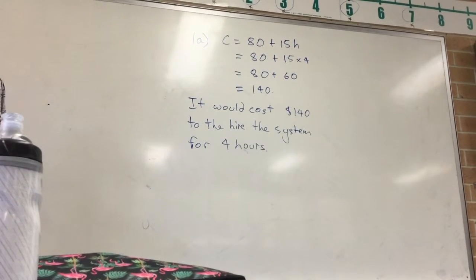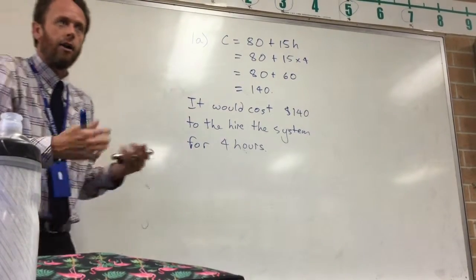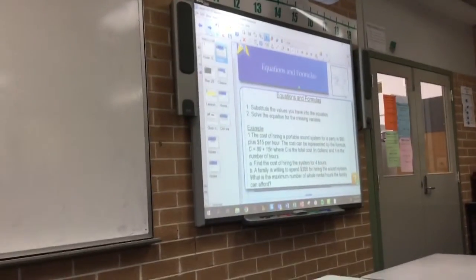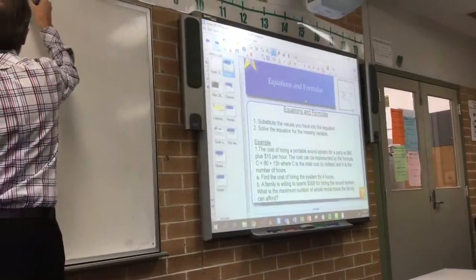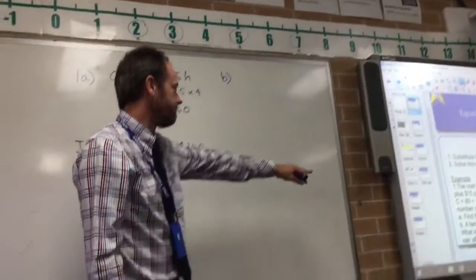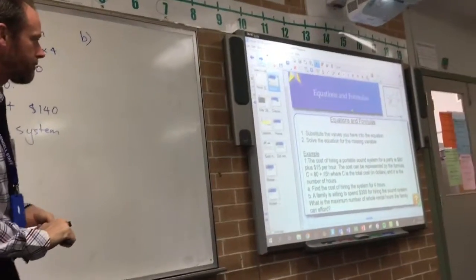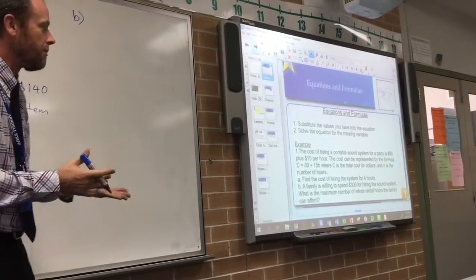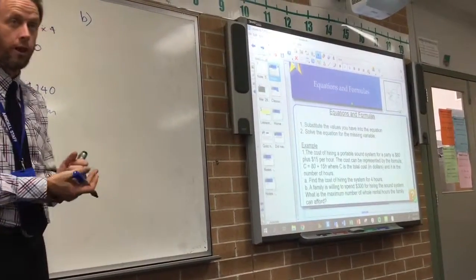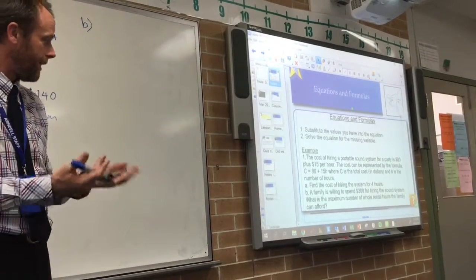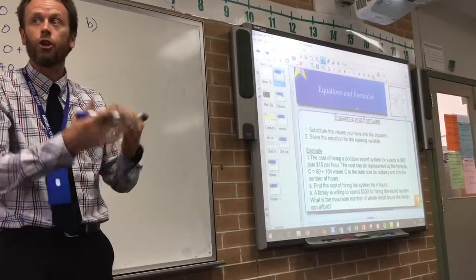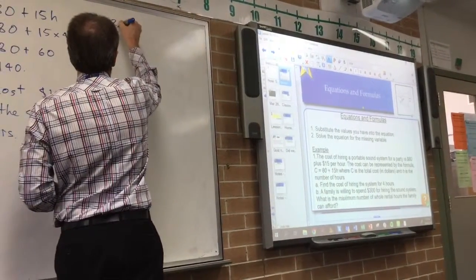Part B though is going to be a bit trickier, and I can understand this. Often as a family you have a budget and you say we can only spend this much. So for part B, we have a look. A family is willing to spend $300 hiring the sound system. What is the maximum number of whole rental hours the family can afford? So the information that we actually have now is the cost must be $300.